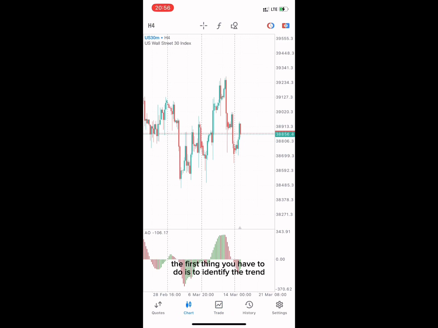The first thing you have to do is to identify the trend, i.e. where price is moving. And you do this by looking at the higher time frame like the 4-hour. So here I could see the price was trading upwards and also price was following this ascending trend line.